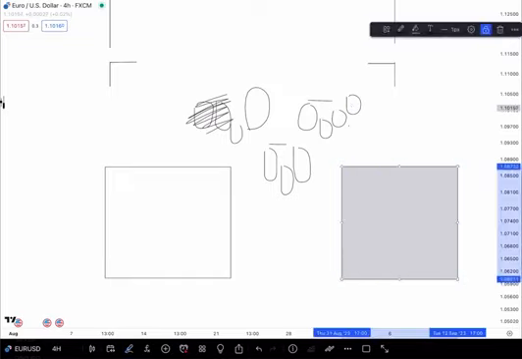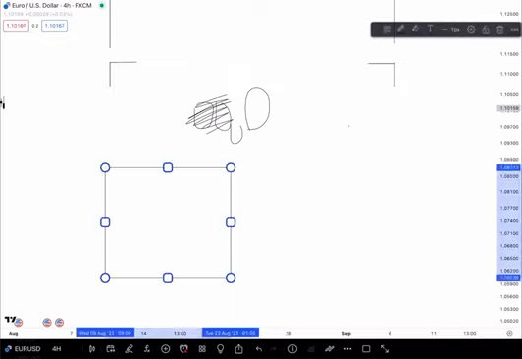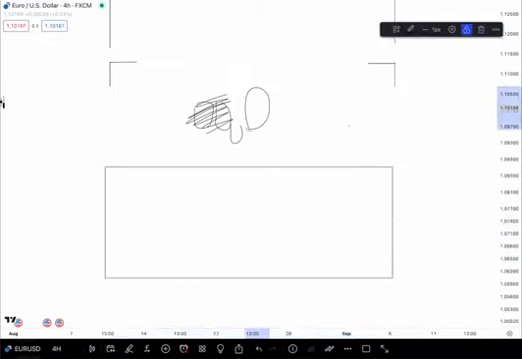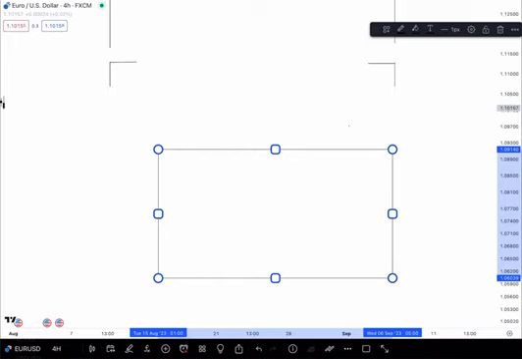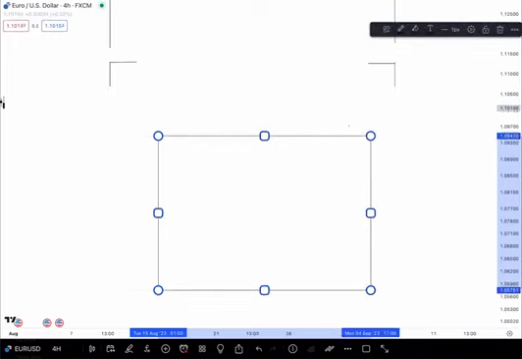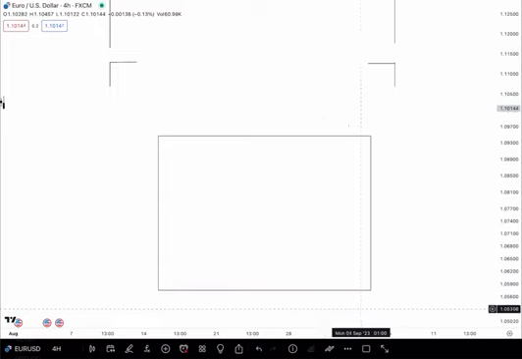Now, let's dissect the OLHC or OHLC. We have two fixed values, and we have two moving variables, continuously changing values. Right? So the open is fixed and the close is fixed. What varies is the high and the low.